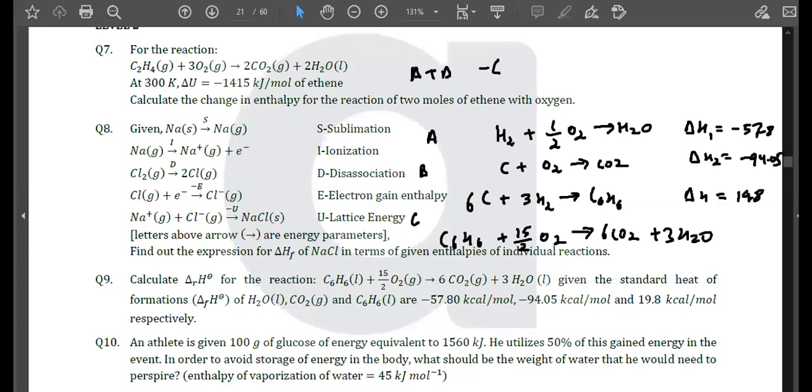You have to multiply this B with 6, right? Yes or no? Because we have 6C. So you have to multiply B with 6. And you have to multiply A with 3 because we have 3H2 here. So it will be 3A plus 6B minus C. Right, everyone?